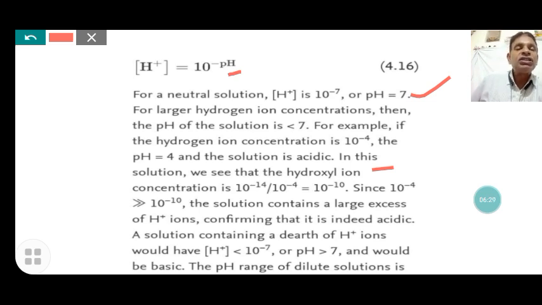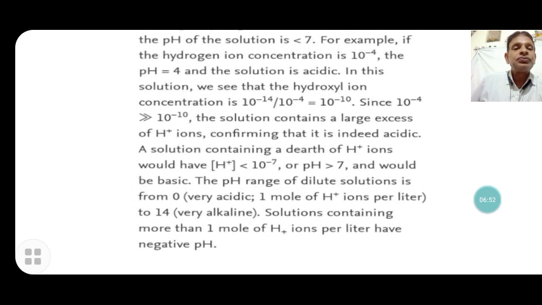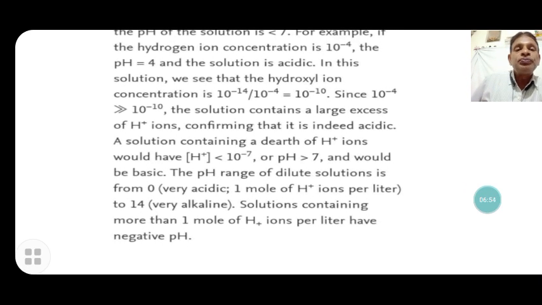A solution containing a depth of hydrogen ion would have hydrogen concentration less than 10 to the power 7, or the pH is greater than 7, and would be basic. The pH range of a dilute solution is from 0, that is very acidic, to 1 mole of hydrogen ion per liter, and to 14, very alkaline.